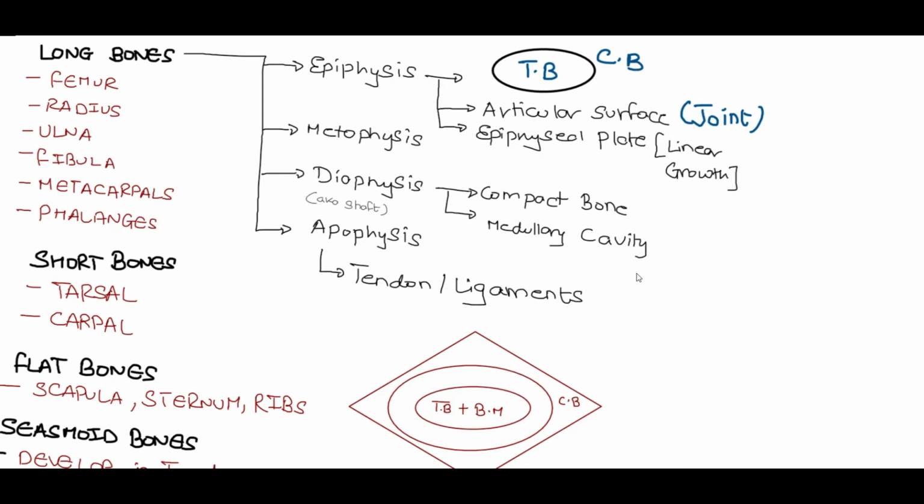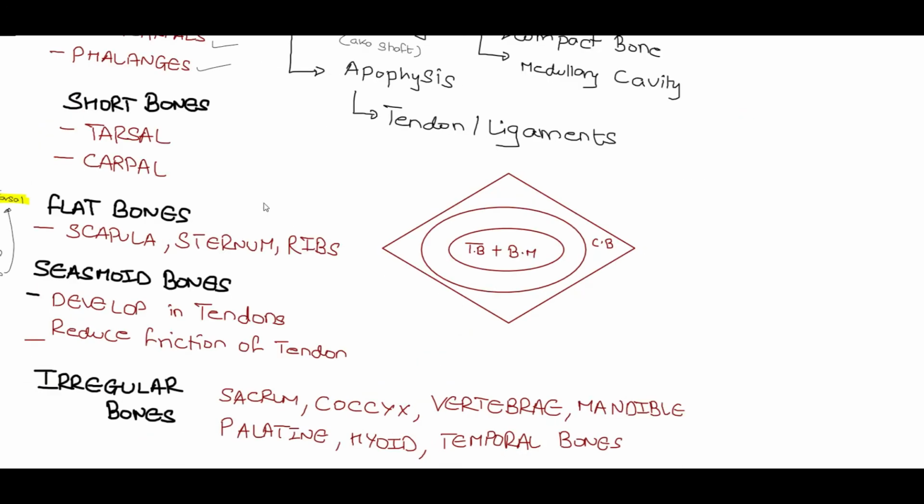The long bones, of which we have the examples of the femur, and the radius, which is the bone present in the region of the forearm at the side of the thumb. Then we have the ulna, which is present on the medial side towards the little finger. We have the fibula. The fibula is the long bone which is present on the side of the little finger of your leg. Then we have the metacarpals, which are present in the palmar and the dorsal aspect of the hand. Then we have the phalanges, which are present in the region of your fingers. The next category which we have is the tarsals and the carpals. The tarsals are located in the region of the ankle, and the carpal bones are located in the region of the wrist.